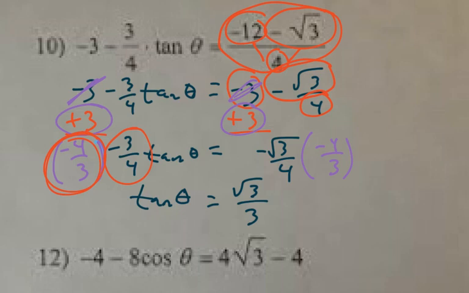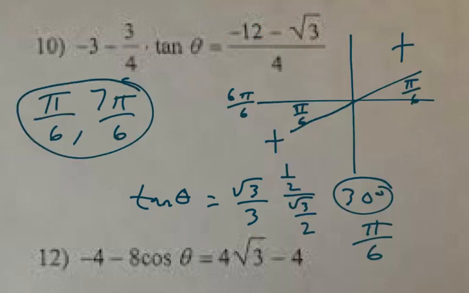And then notice right here, I'm using the reciprocal of this. So the reciprocal of negative 3 over 4 is negative 4 over 3. So I'm timesing both sides by negative 4 over 3. Notice the 4's cancel out. The negatives cancel out. So all I have is square root 3 over 3.